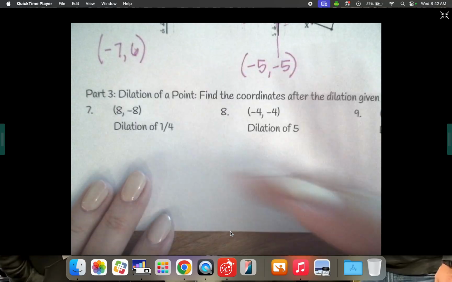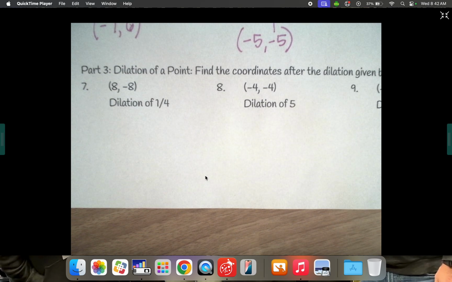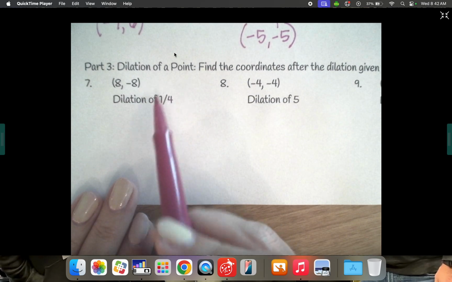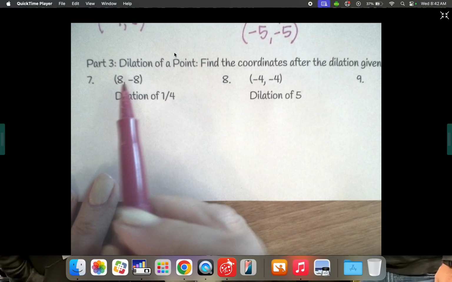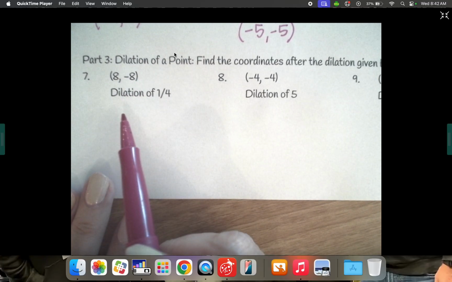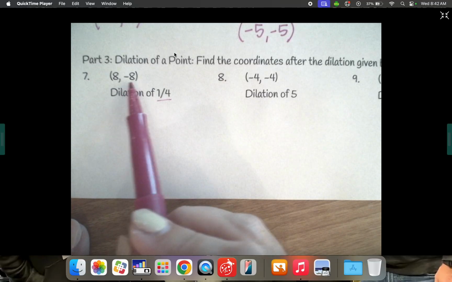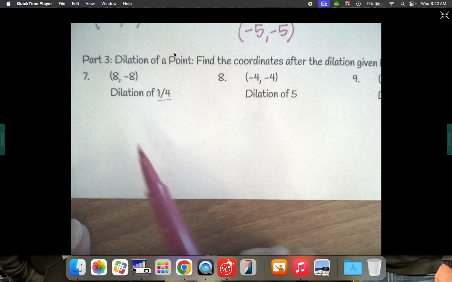Okay, let's go to part 3. Part 3 is now dilations. We haven't done dilations yet on this worksheet. So reminder, dilations are stretching and shrinking, and I want it to shrink to 1/4 of the size. So if you have the coordinates 8, -8, and you want to dilate it with a scale factor of 1/4, it's going to get smaller. So it's going to get 1/4 smaller.